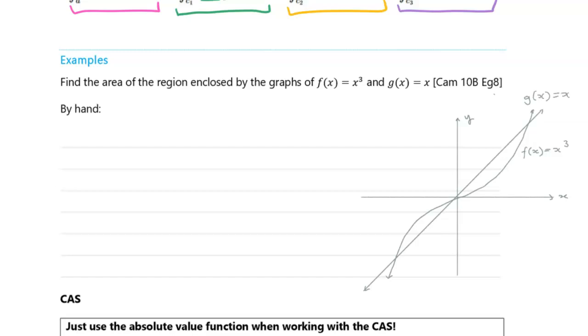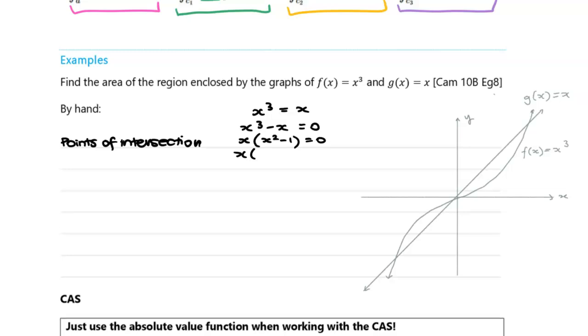Okay, so doing this by hand, we would need to break it up into two regions. To know those two regions, we're going to need to know the points of intersection. So the points of intersection, if we're looking at x cubed equals x, let's go to x cubed minus x equals 0. So we can have x squared minus 1 equals 0. So we can have x plus 1, x minus 1 equals 0. So that gives us x equals negative 1, 0, and 1. So that's going to be here, here, and here.